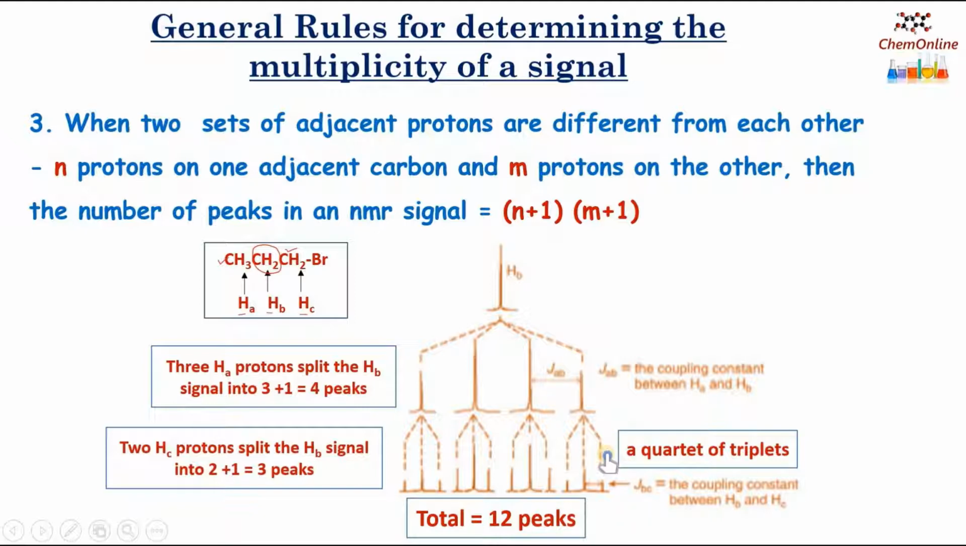So that is shown here. We'll have 12 lines in the peak due to this middle CH2 proton, and that is appearing as a quartet of triplets, 4 sets, each set containing 3 lines. So if there is only one set of protons on the adjacent carbon, then the number of peaks will be n plus 1. If you have different sets of protons on both sides, then the rule will be n plus 1 into m plus 1.